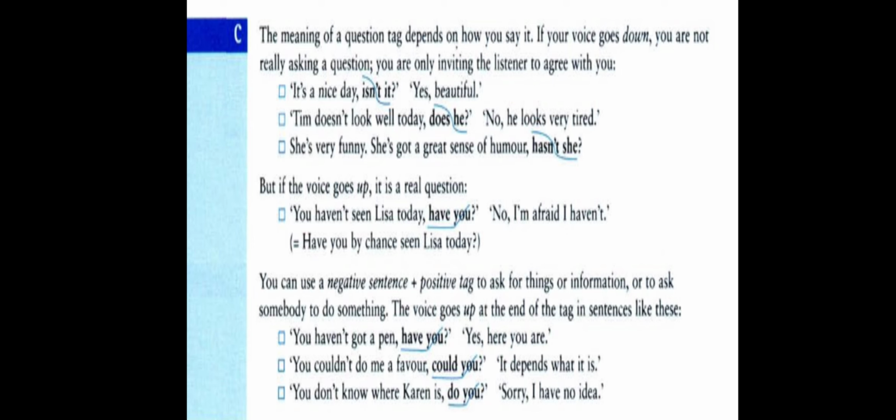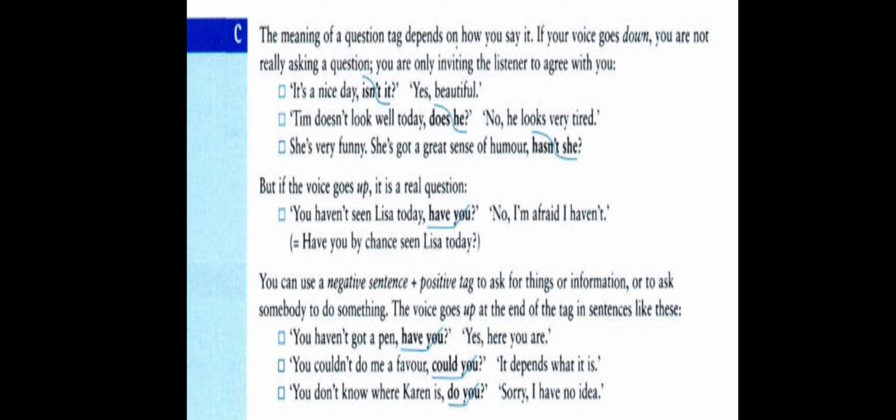You can use a negative sentence plus positive tag, means negative statement plus comma plus positive question tag, to ask for things, or to ask for information, or to ask somebody to do something. The voice goes up at the end of the tag in sentences like these. In this case, the voice goes up. For example, the first example, you haven't got a pen, have you? Yes, here you are. The other person says, yes, here you are, means the first person is asking to get something. He's asking to get a pen.